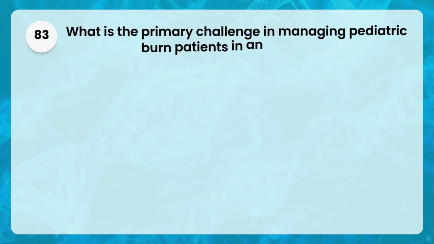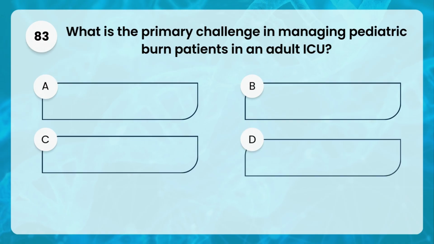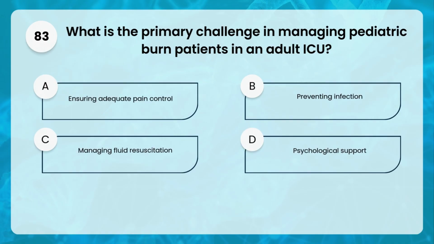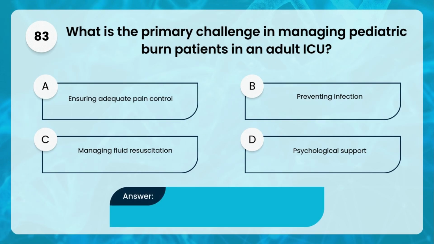83. What is the primary challenge in managing pediatric burn patients in an adult ICU? A. Ensuring adequate pain control. B. Preventing infection. C. Managing fluid resuscitation. Or D. Psychological support. The answer is A. Ensuring adequate pain control.